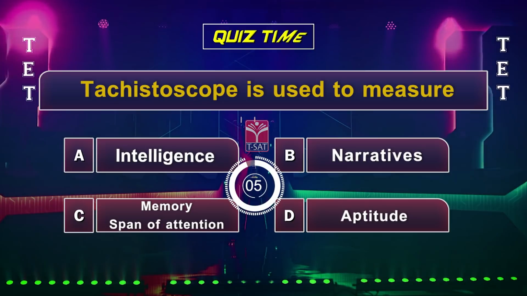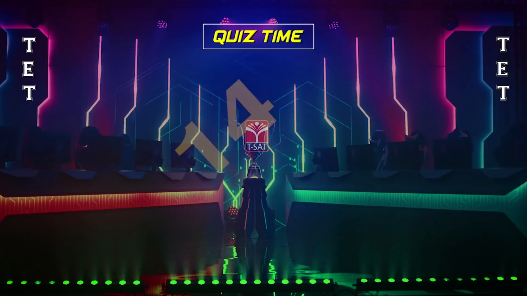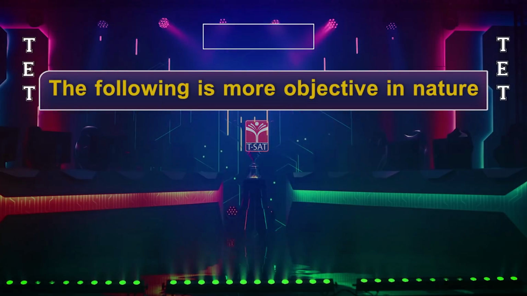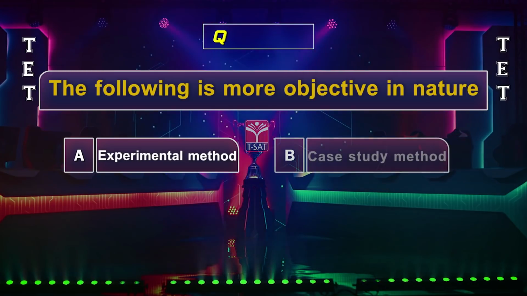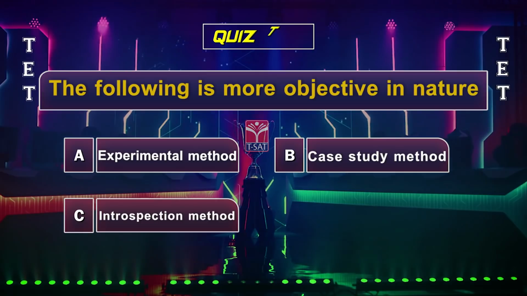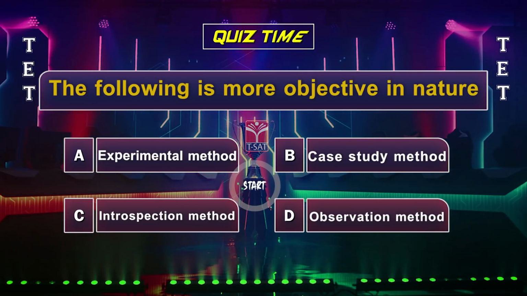The correct answer is option C, memory or span of attention. 14th question. The following is more objective in nature. Option A, experimental method. Option B, case study method. Option C, introspection method. Option D, observation method. Your time starts now.